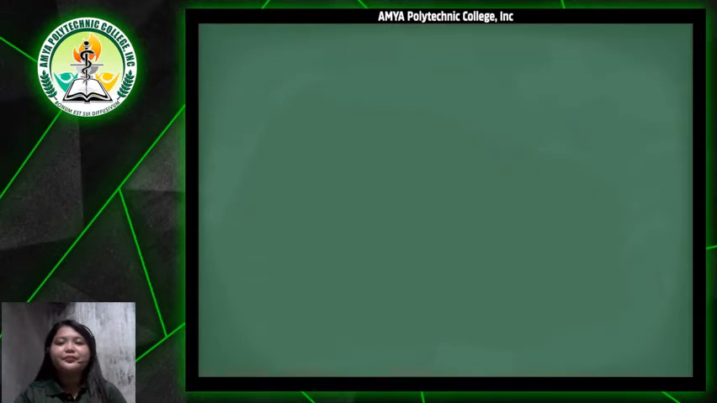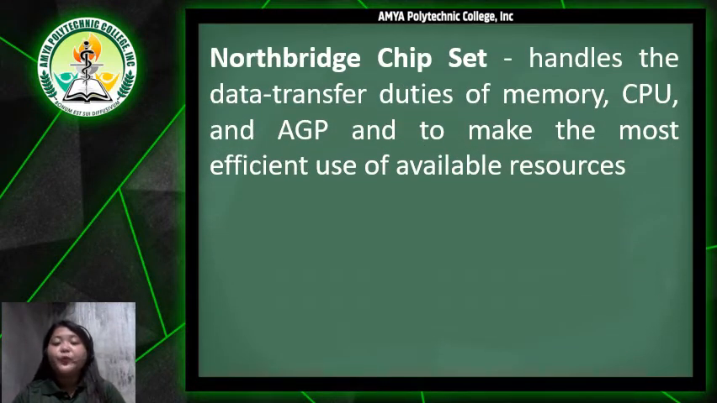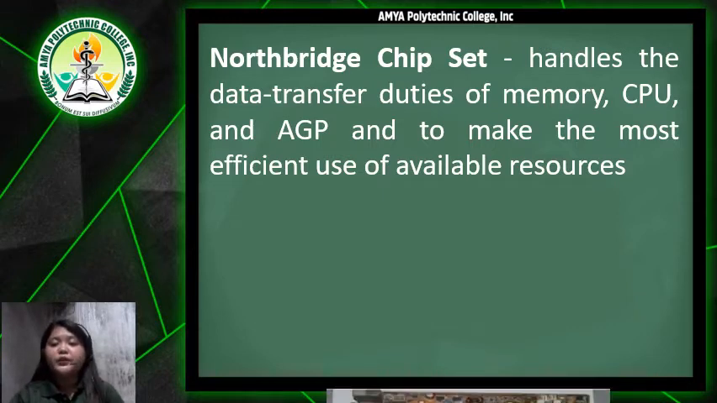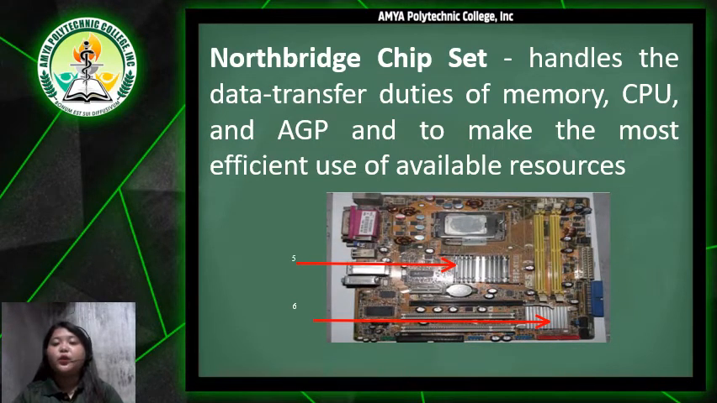Next is the North Bridge chipset. This handles the data transfer duties of memory, CPU, and AGP, and makes the most efficient use of available resources. This is what we call the North Bridge chipset. This one here, let me point it out for you. This is our North Bridge chipset. This one.